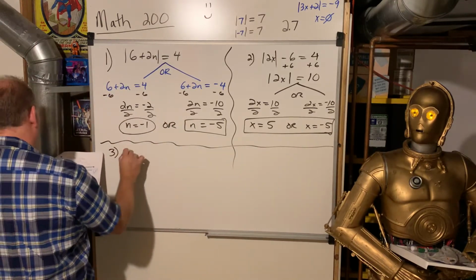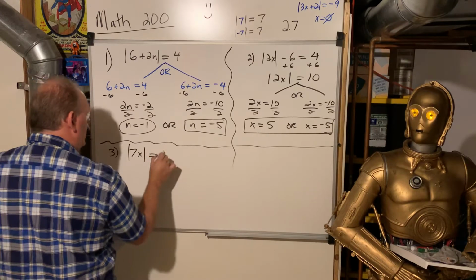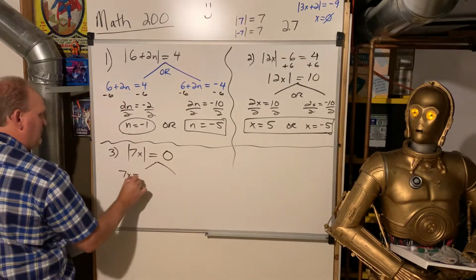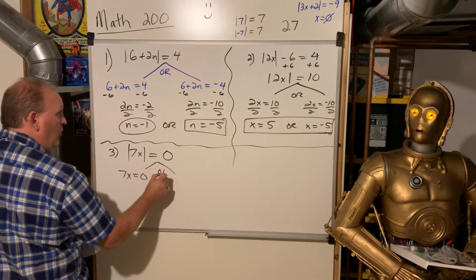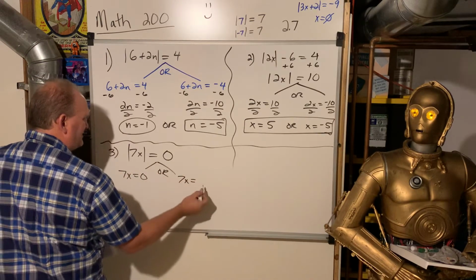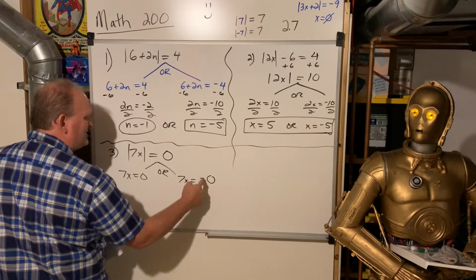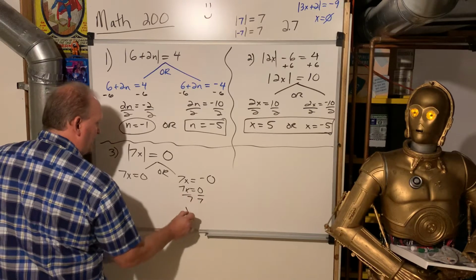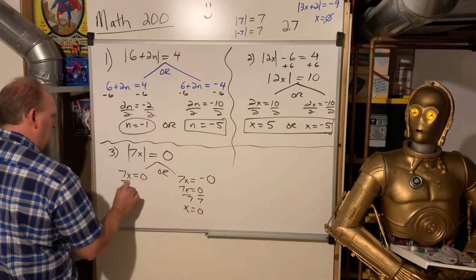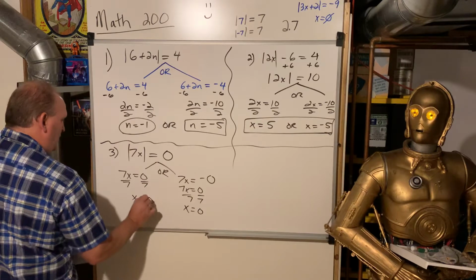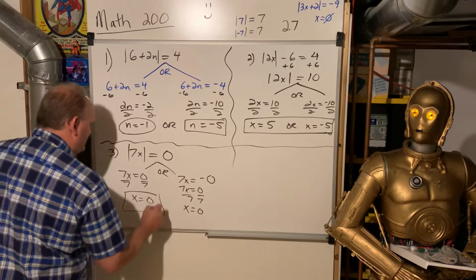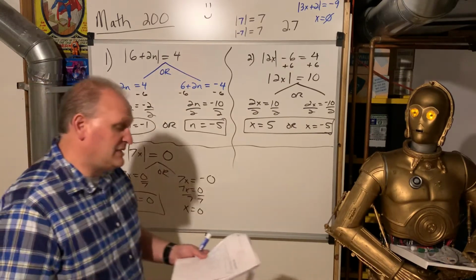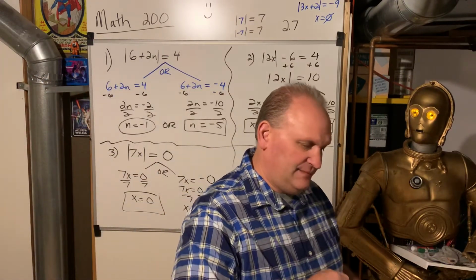How about this one? We've got the absolute value of 7x equals 0. If I split up the band, I would say 7x equals 0 or 7x equals negative 0, but that's just negative 1 times 0, which is just 0. So x is equal to 0 or x is equal to 0. So these are not distinct answers. We got basically the same answer twice because it was 0. That's that special case.